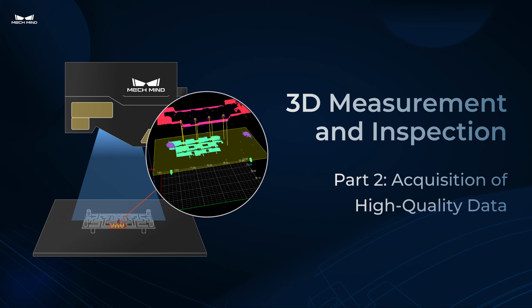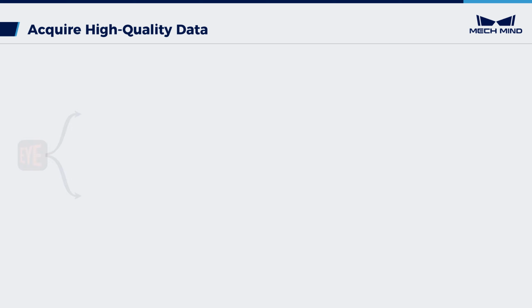This video shows how to adjust the parameters of the laser profiler after hardware setup to obtain qualified data. The laser profiler parameter settings in Mech-Eye Viewer are divided into profile mode and scan mode. The two work together to generate intensity images, depth maps, and point clouds of target objects.